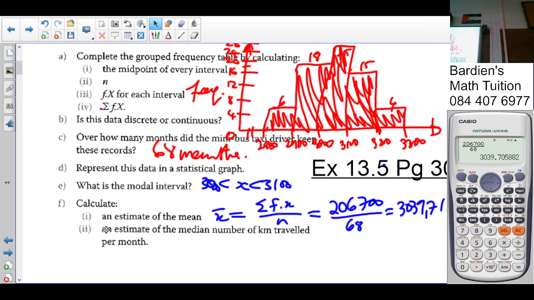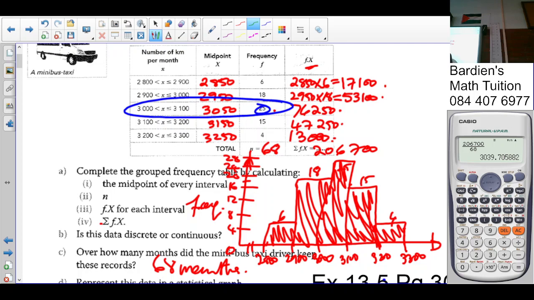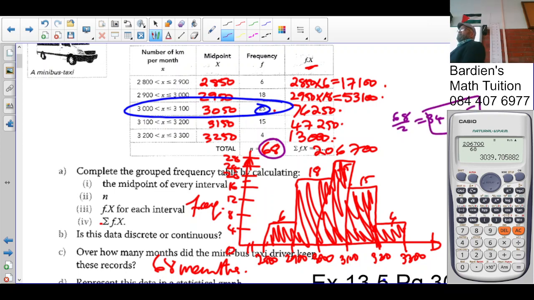Then it says, calculate an estimate of the median number of kilometers traveled per month. So what is your median? The median is the middle number of sorted data. Once the data is in a table like this, it is sorted. Not so? So there are 68 values. Is there going to be one number or two numbers in the middle? Two numbers. So 68 divided by 2 is 34. So it's the 34th and the 35th number. At the end of this interval I've considered 6 people. In that one, 24. The next one, 24 is 49. Which means the 25th, 26th, 27th, all the way to the 49th number is in this category here, inclusive of the 34th and the 35th.